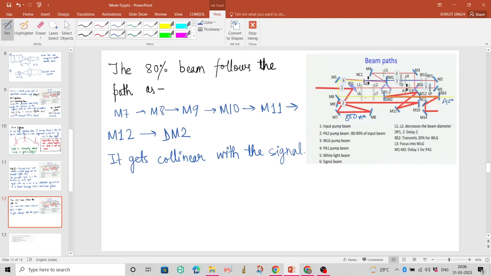NC1. So this many number of mirrors was to align this, to check the path length, to make the alignment such that the pump beam has a collinear geometry with the signal. That's why we have to go through these many number of mirrors.